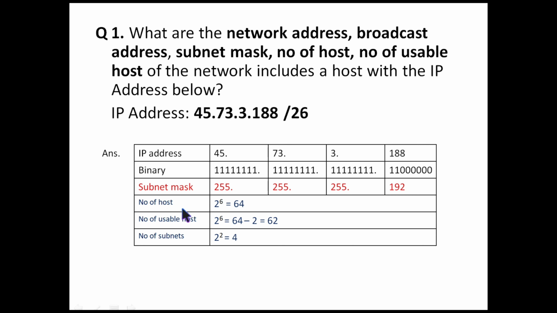Now let's find out the number of hosts. Number of hosts means 0 means host, 1 means network. So we have to count the number of 0s here, that is 6. 2 to the power 6 equal to 64. So number of hosts equals 2 to the power 6 equals 64. Number of usable hosts means we count the number of zeros, that is 6. 2 to the power 6, that is 64, minus 2, subtracting the network address and broadcast address, equal to 62. Number of subnets means number of networks, that is number of network IDs. There are two ones, so 2 to the power 2 equal to 4. Subnet means network, so we count the number of 1s, that is 2. So 2 to the power 2 equal to 4.